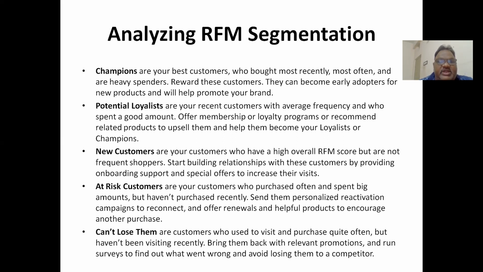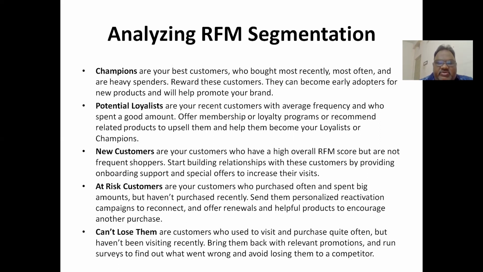Second is called potential loyalist. These are recent customers, meaning their recency value is high, with average frequency, that is 4, who spend a good amount. The monetary is again 5. So 545 or 544. Those customers having 544 or 545 are called potential loyalists. So what will you do with them? You offer a membership or loyalty program, or recommend related products to upsell them and have them become loyalists.